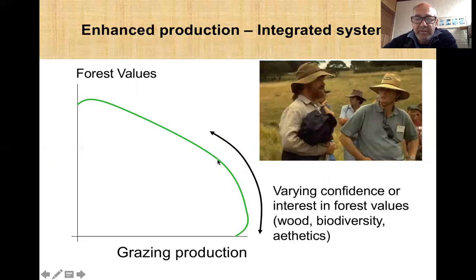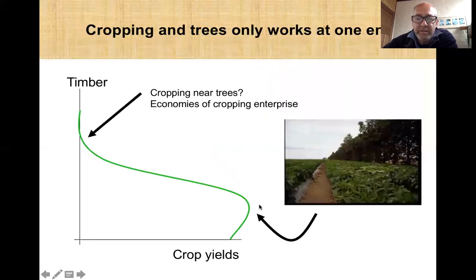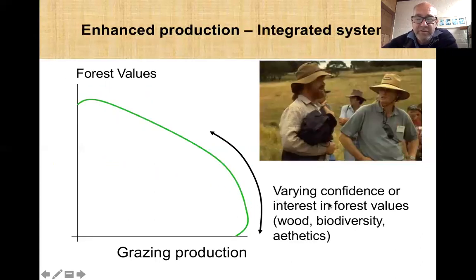Where a landholder operates, particularly at this end of the spectrum, will vary with their confidence in the future values. Initially, a farmer may have no confidence that they'll be able to produce timber, so they'll be down this end where the focus is on increasing the grazing production. But as their confidence in the timber increases over time, they might have started with 10% of the farm and found that red ironbark grows really well and the market for red ironbark timber is really good. They'll start planting a little bit more, and they may over time be prepared to compromise some of their grazing or agricultural production because they can start seeing the value of that.